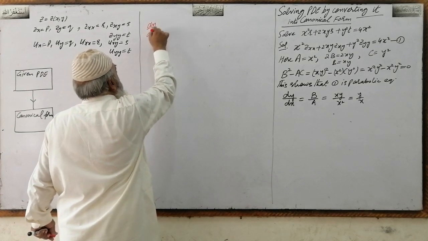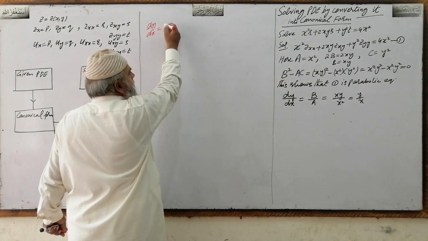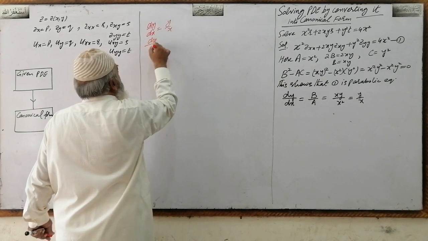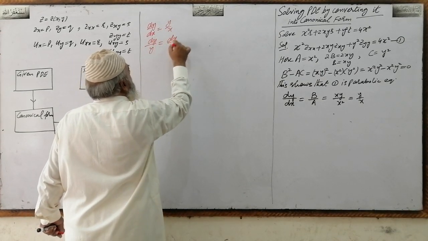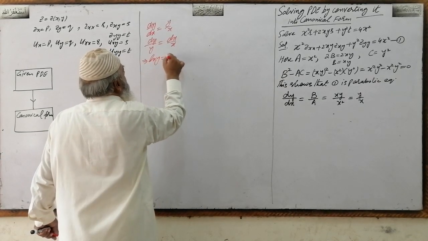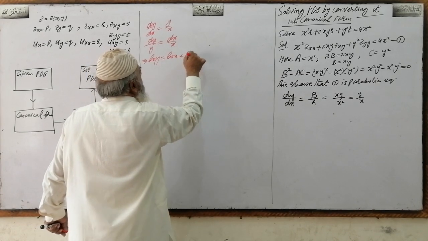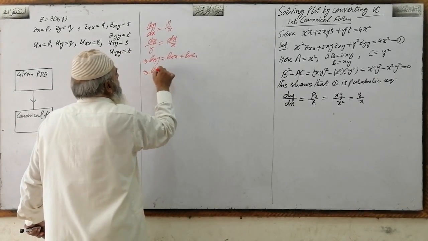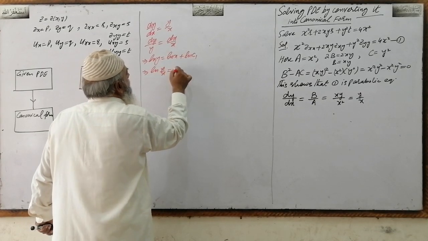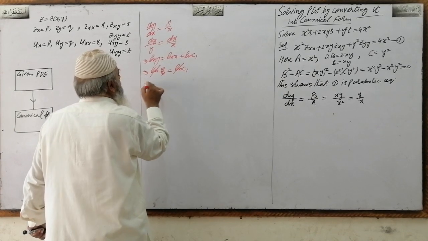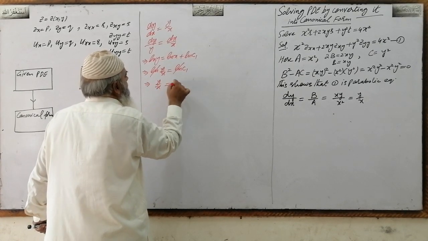dy by dx is equal to y over x. Separating the variables, dy over y is equal to dx over x, and when we integrate it, it will be log y is equal to log x plus one constant of integration log c. This will give you log y over x is equal to log c1, and taking anti-log on both sides we will have y over x is equal to c1.